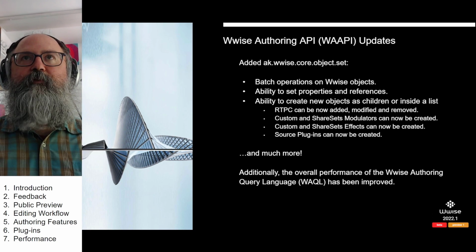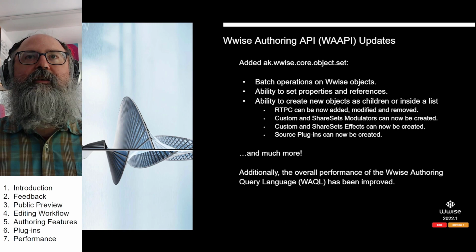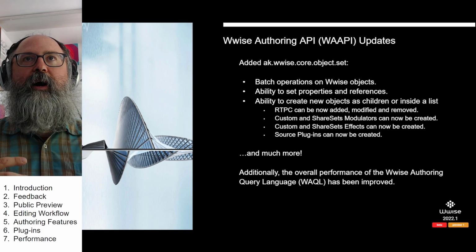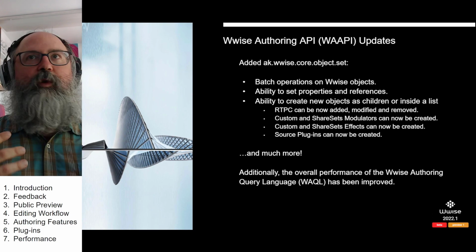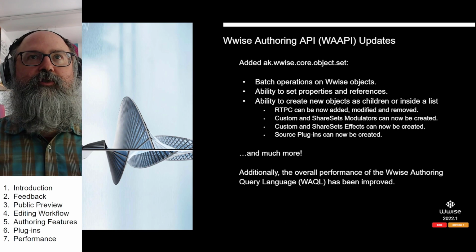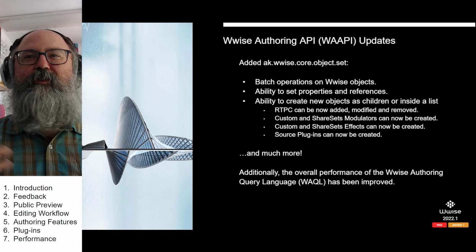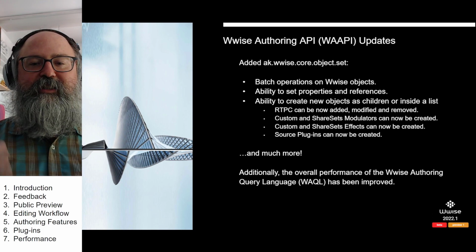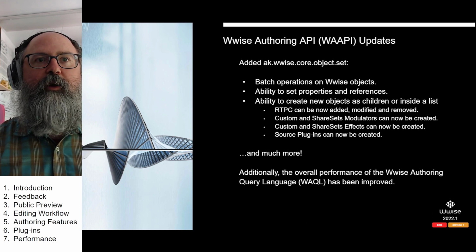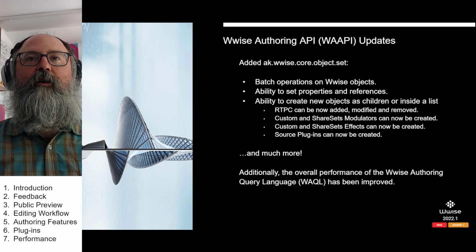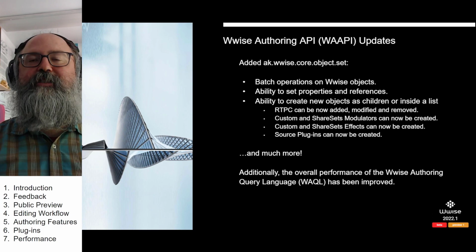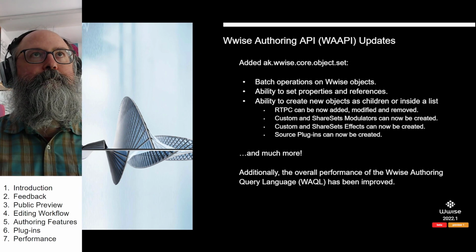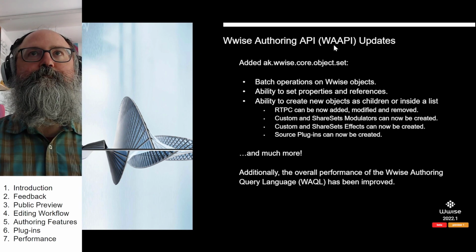So a ton of new stuff there added to the core object set, a bunch of stuff you can dig into the documentation and find out more about. And additionally, we've done some performance updates to the Wwise authoring query language, so it's faster and more performant. And again, we see these as extensions of the way that people are working in Wwise that help to really empower what they're trying to accomplish at a scale that fits their needs. So dig into those tools and find out more about what's new.